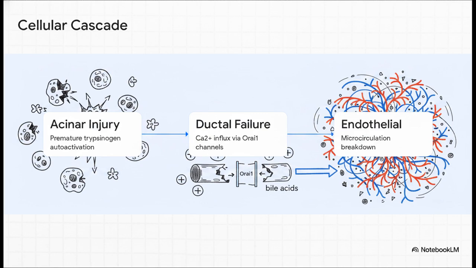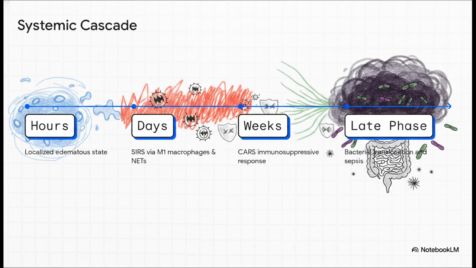Obviously, it starts with that premature trypsinogen activation. But step 2 is where it gets fascinating: ductal cell failure. When bile acids reflux, they activate receptors that cause a massive calcium influx through apical ORAI1 channels. It's essentially throwing open the floodgates to calcium, which destroys ductal function. This highly toxic environment then leads to step 3, the breakdown of endothelial integrity and acute disruption of the microcirculation. And that right there is the critical turning point. So the crucial takeaway here is that early microcirculation alterations pave the way for a massive systemic catastrophe.